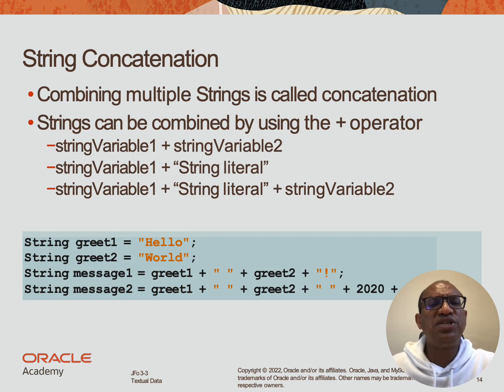Combining multiple strings is called concatenation. Use the plus sign to combine string variables in text. You can concatenate a string variable to another string variable. You can also concatenate a string literal to a string variable. You can concatenate any number of string variables and string literals to achieve your goal.